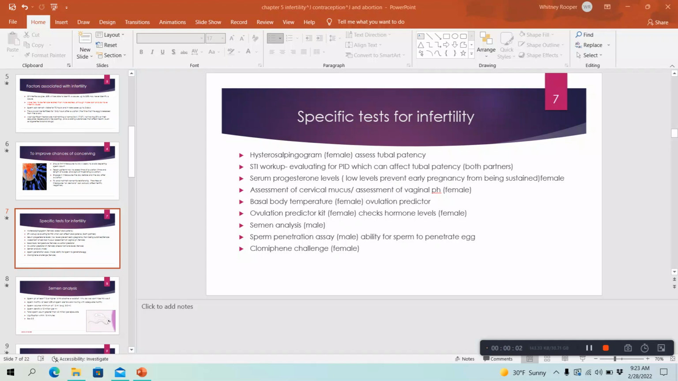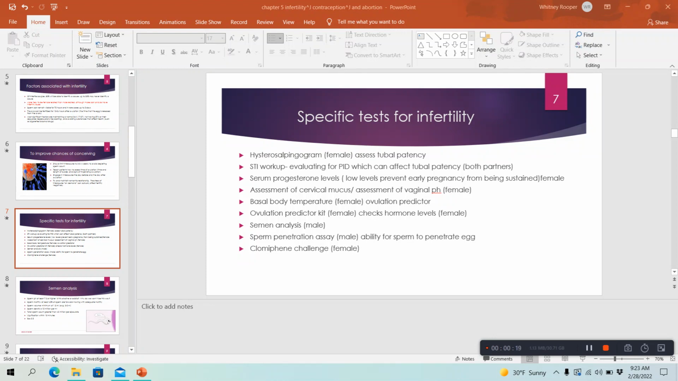So we're going to talk now about some specific diagnostic tests for infertility. So I would look over these and just have a general idea of what each test does. What does this test do? What does it look for?